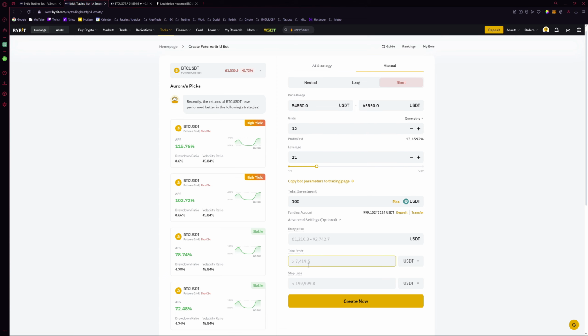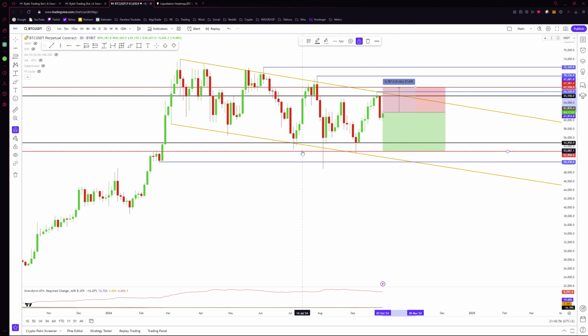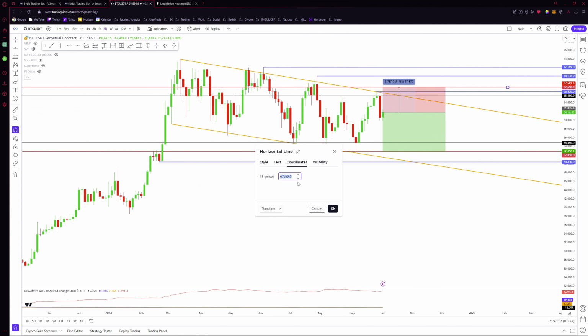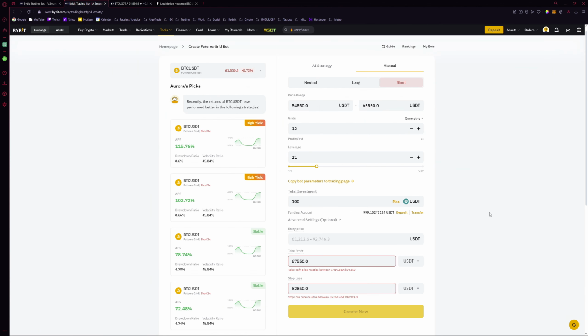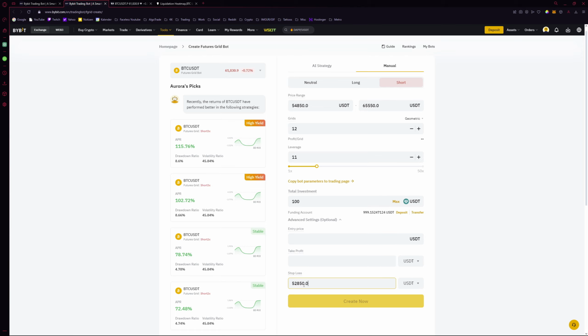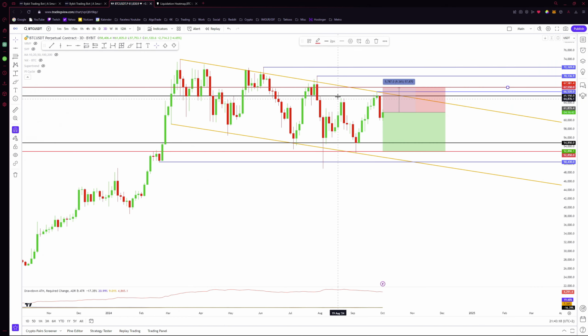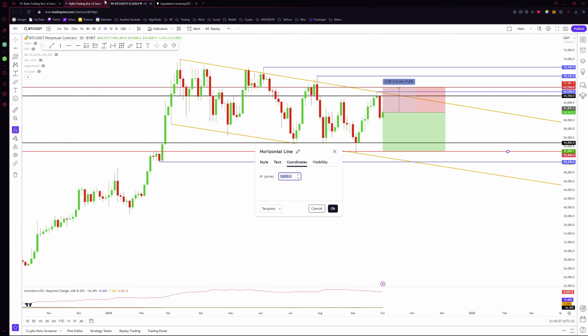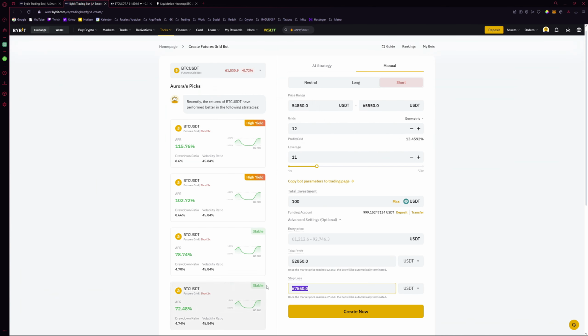Then, of course, we don't forget about the stop loss. Stop loss is about 52,850. And the take profit is 67,550. Well, we obviously have to switch this. So the stop loss is obviously the number that is up, and the take profit is the number that is down. So this is the profit, and this is the stop loss.